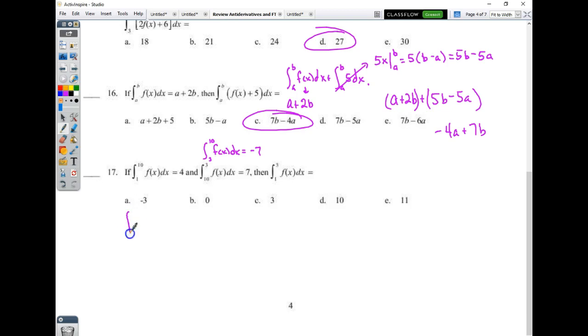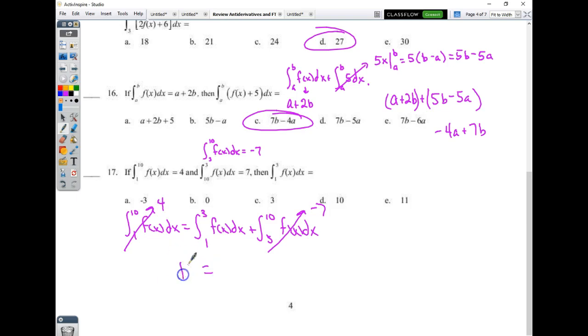So I know that the integral from 1 to 10 of f of x dx is equal to the integral from 1 to 3 of f of x dx plus the integral from 3 to 10 of f of x dx. This is negative 7. This is 4. Add the 7 over. Your answer turns out to be 11. And it's that simple. Nothing crazy there.